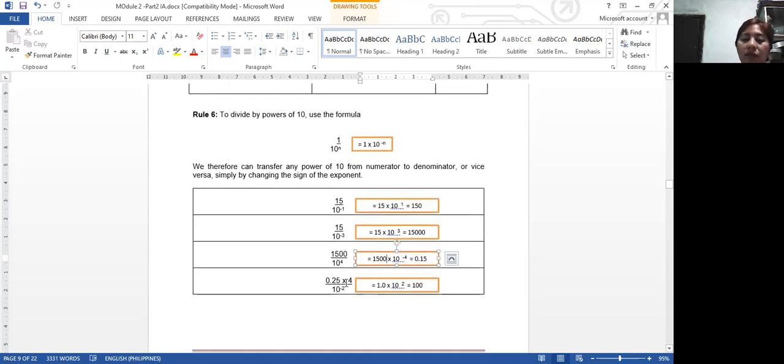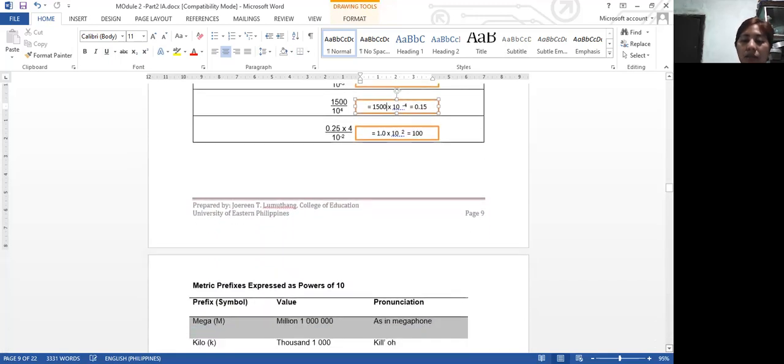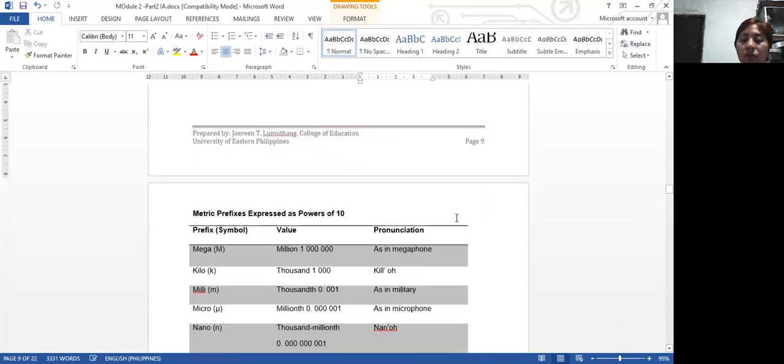So here it's 0.25 times 4. So that is equivalent to 1.0 times 10 squared equals 100. So those are the rules for the power of 10.